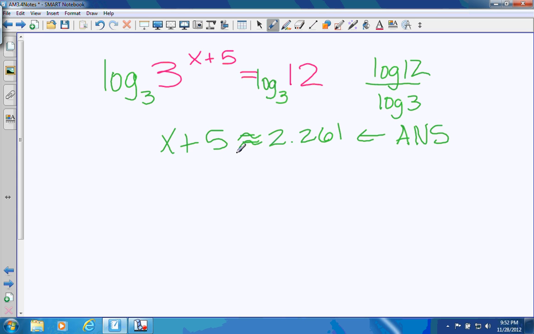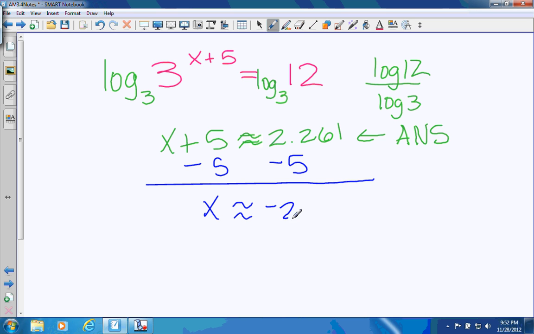So then at this point, you would have to subtract 5 and get x is approximately equal to a negative 2.738. And then you would be done.